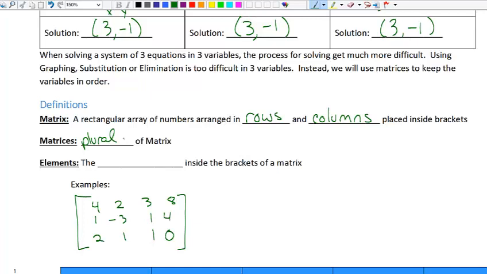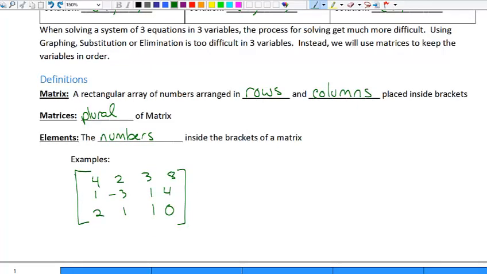And then elements. The elements are just the numbers or values inside the bracket. So 4 is an element, 3 is an element, all of the numbers inside the matrix are elements. The matrix that I gave you here as an example is a 3-row by 4-column matrix. We call that a 3 by 4 matrix. Another example could be -1, 3, 7. This would be a 3-row by 1-column matrix.